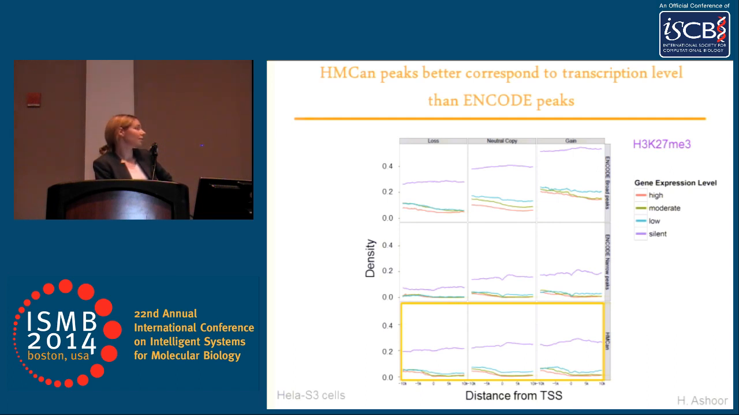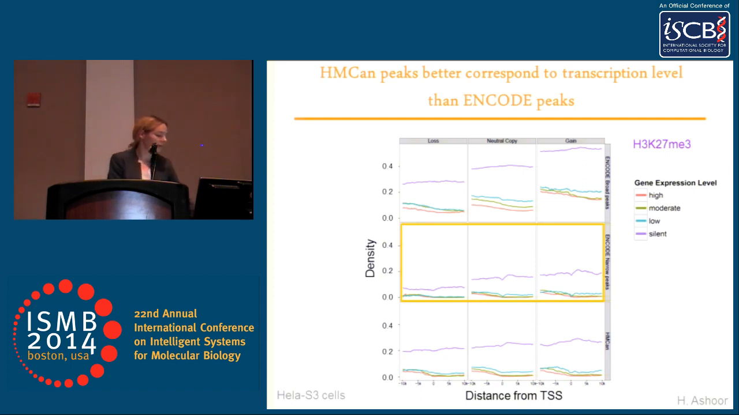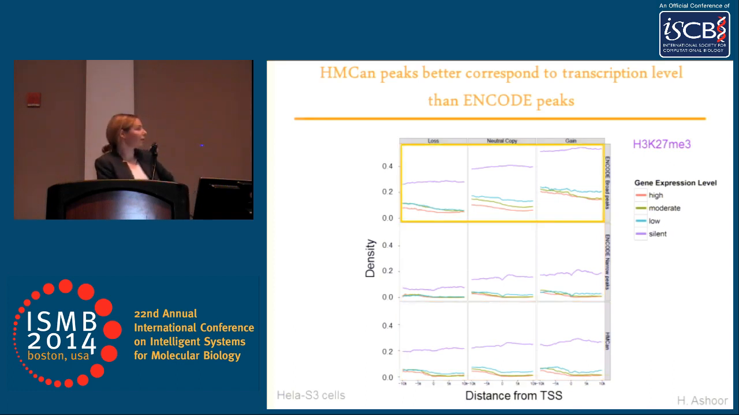And you see that for the peaks predicted by HMCAN, the signal is very stable. So, for example, for silent genes, you have almost as many marks predicted in the region of loss as in the region of gain. But if you look at the narrow peaks predicted by MACS, you see a clear under-prediction of the signal in the region of loss. And you see huge over-prediction of the signal in the region of gain in these broad peaks that you see in the UCSC human genome browser. So, for example, for highly expressed genes in red, this repressive mark is found on almost 20% of TSSs of highly expressed genes.